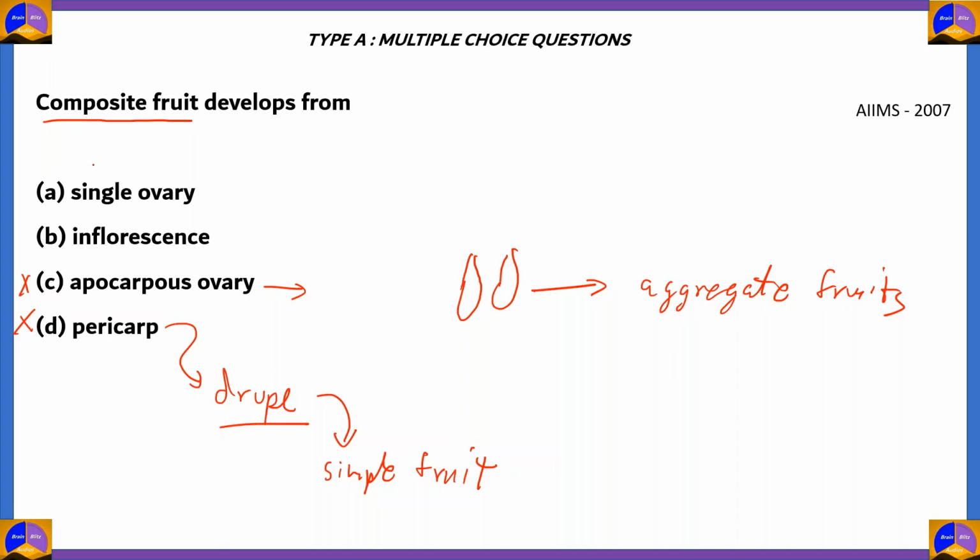What about option A, single ovary? Single ovary leads to simple fruit. So option A is incorrect. The right answer is option B, inflorescence. So a composite fruit, such as a jackfruit, is made out of the entire inflorescence of that plant.